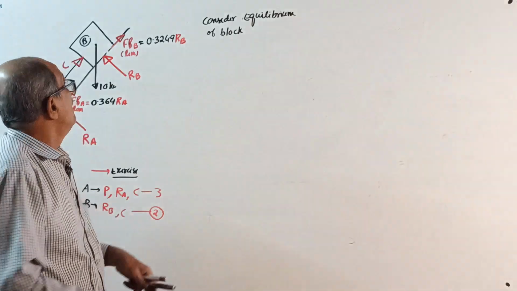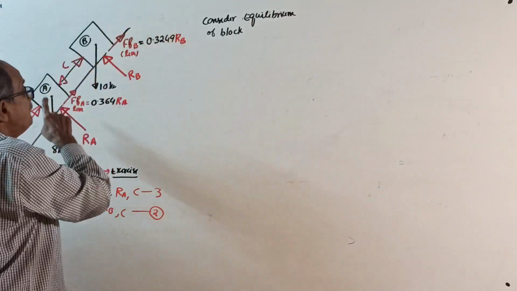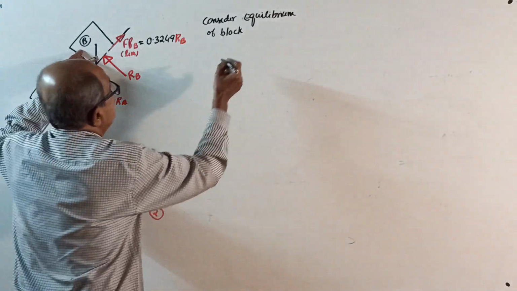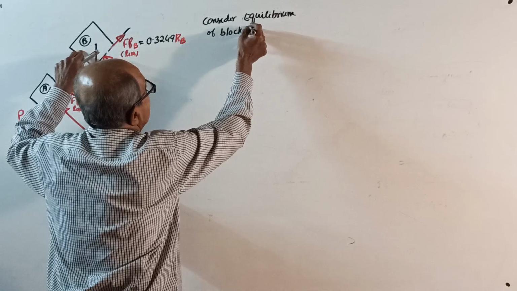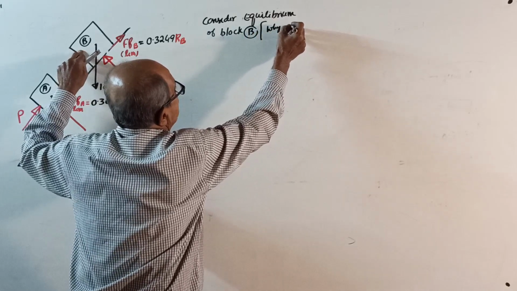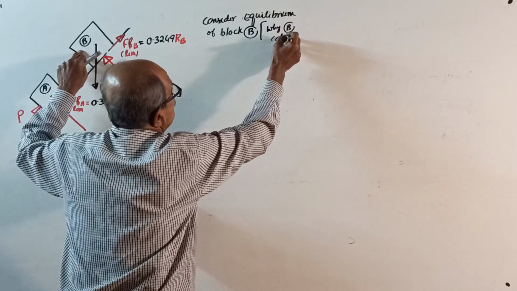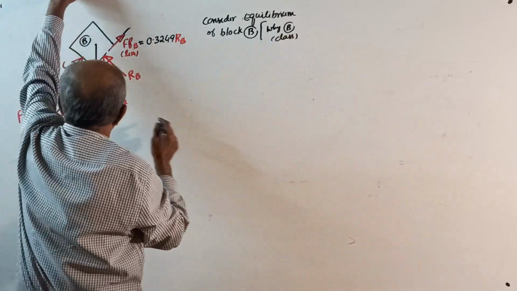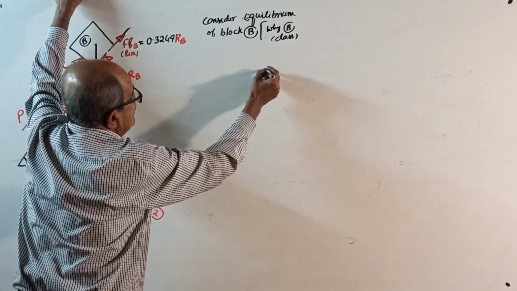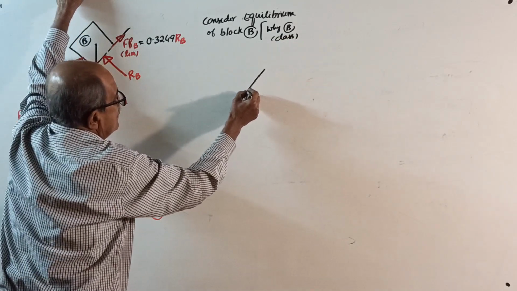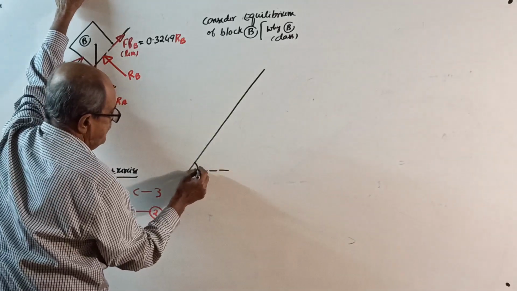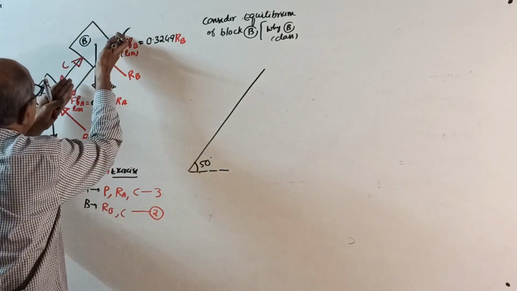In the last question, when you applied P here, we first considered the lower block. Now equilibrium of block B. Why block B? I already told in the class. Okay, only block B. How? See, this surface, 50 degrees. Only block B here.